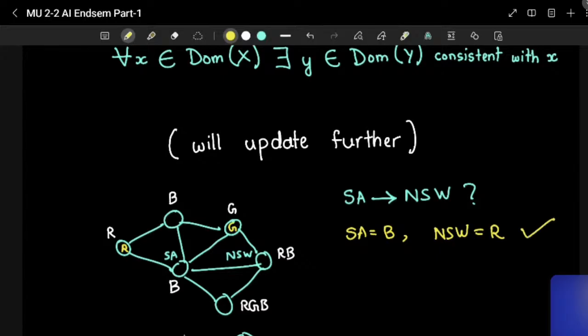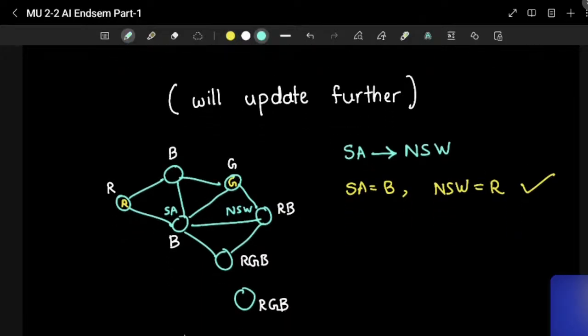So that means there exists a value in NSW such that the assignment is consistent. Because we are able to find this for all values in the domain of SA, which has only one value, this arc is consistent. Now check the other way around. Let's see if it is consistent the other way around.